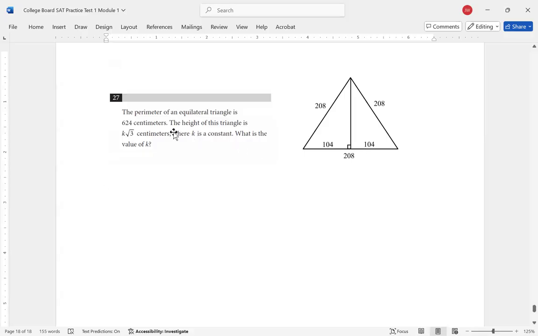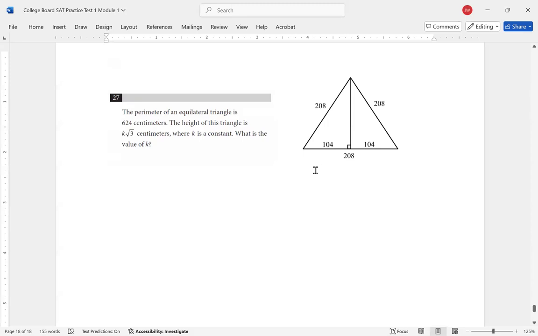Now we're going to look at the height of this triangle. The height is from the steepest point down to the base and hitting the base at a right angle. When we do that on an equilateral triangle, it splits my base into two halves. So one side of this base is going to be 104, and the other side is going to be another 104, adding to 208 total.